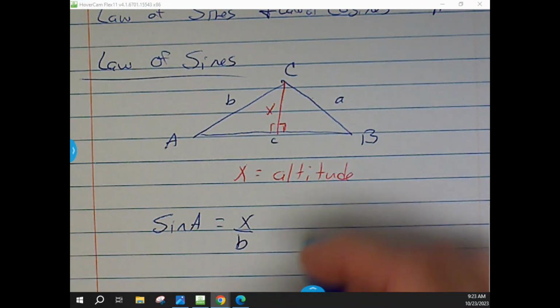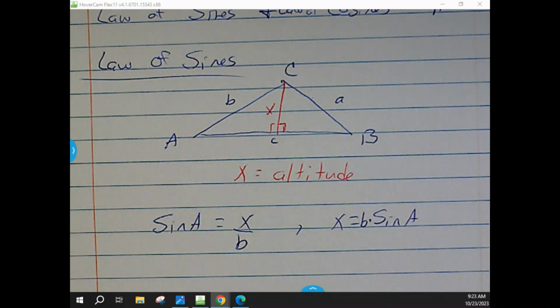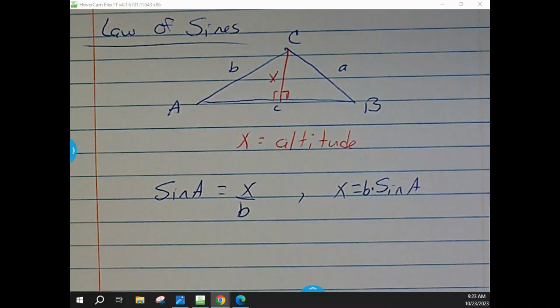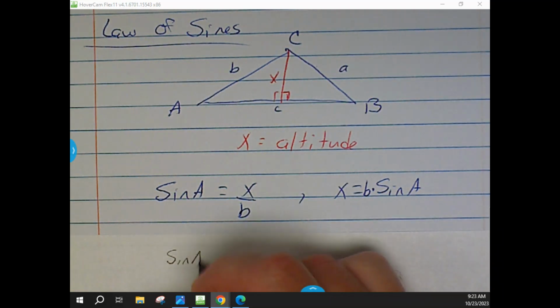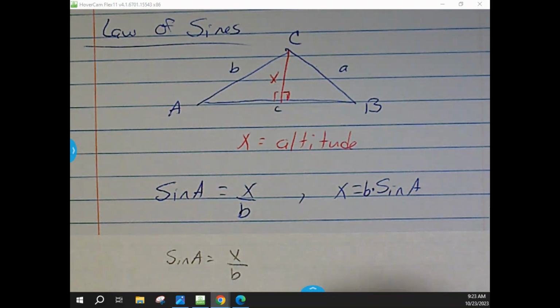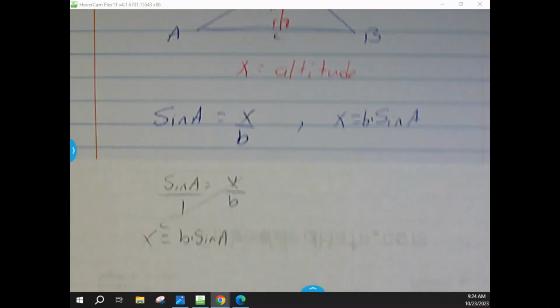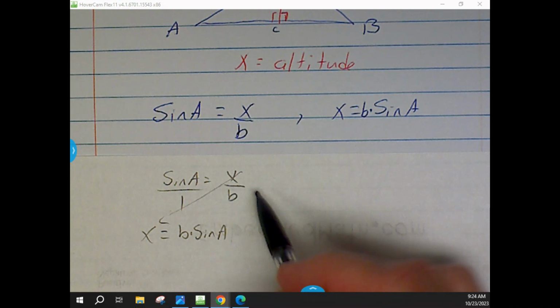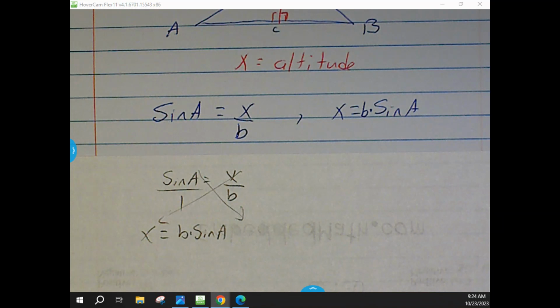And if you solve this for X, then X would equal sine of A times B, or we'll say B times sine of A. You could think about the step in between: if sine of A equals X over B, we do cross products, so X would equal B times sine of A. If you're wondering where we jump from here to here, to get X by itself we can do cross products. X is 1 times X, and that means X is going to equal B times sine of A.